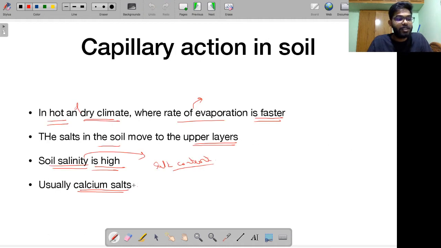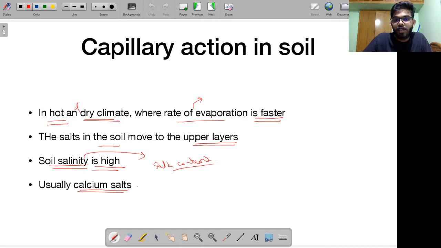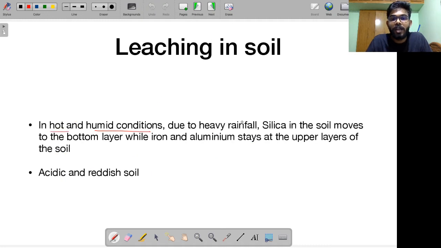Along the same line, let's discuss one more thing that occurs. It is called leaching in soil. This happens in hot and humid conditions. Remember, the previous one was in hot and dry conditions because you wanted the rate of evaporation to be very high. This happens in hot and humid conditions. Humid means the humidity is going to be very high. That means there is too much water content in the atmosphere. So in these areas you will have significantly high rainfall.